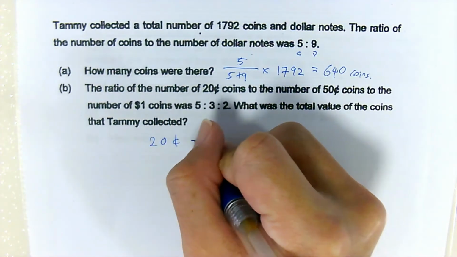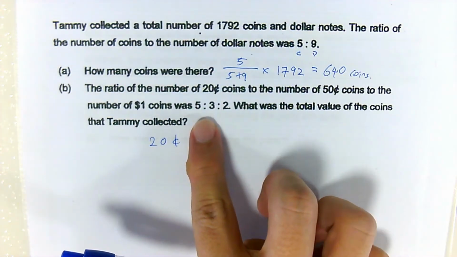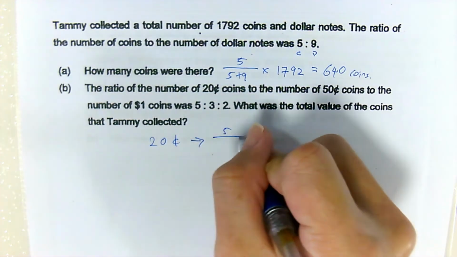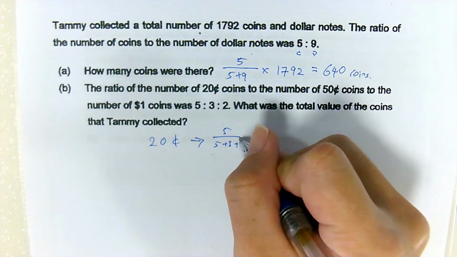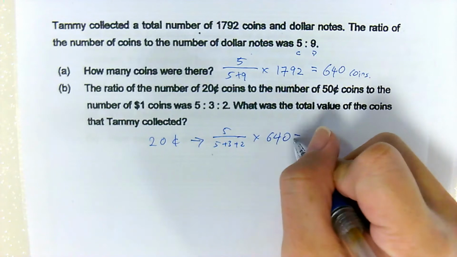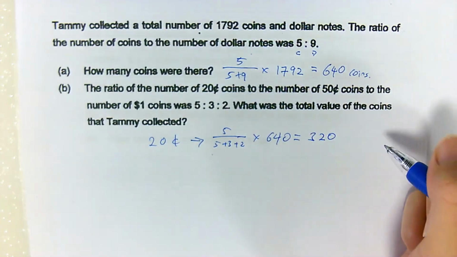So now I'm going to find the number of 20-cent coins. Since the ratio for 20 cent is 5 out of 5 plus 3 plus 2, it's 5 over 5 plus 3 plus 2, multiplied by the total number of coins, which is 640. Just do a basic calculation, and there will be 320 coins.